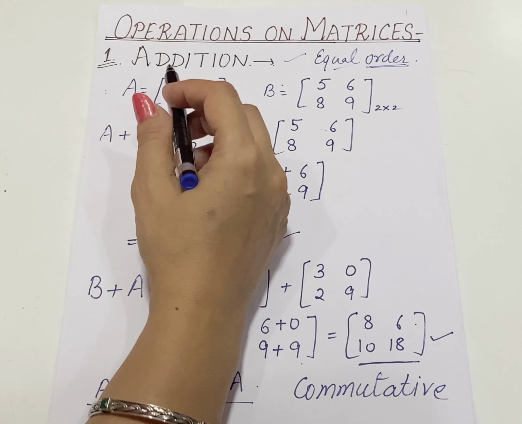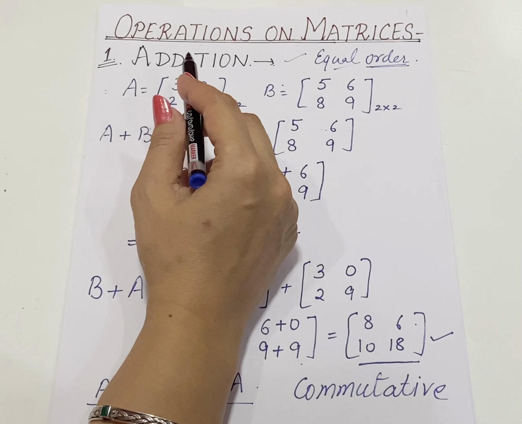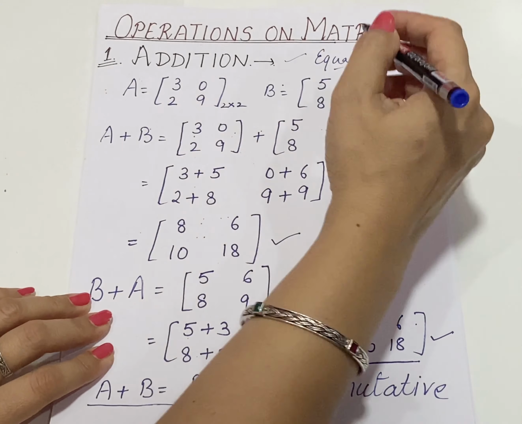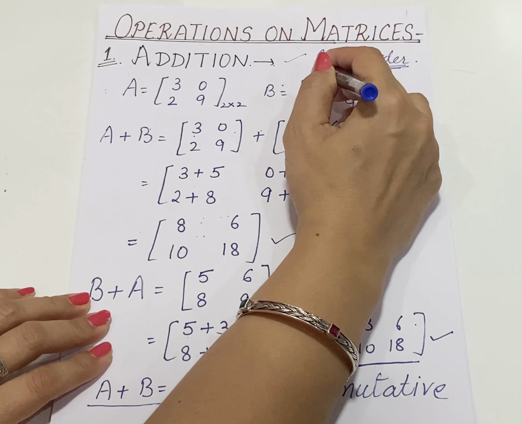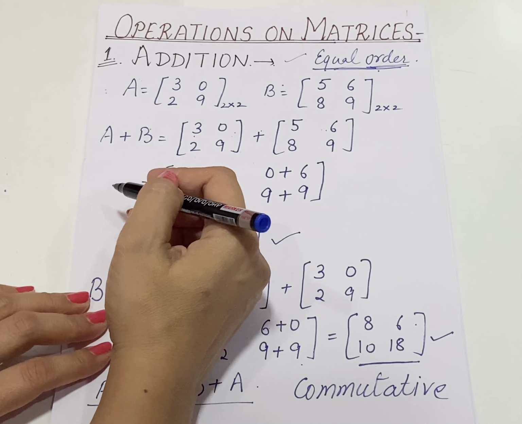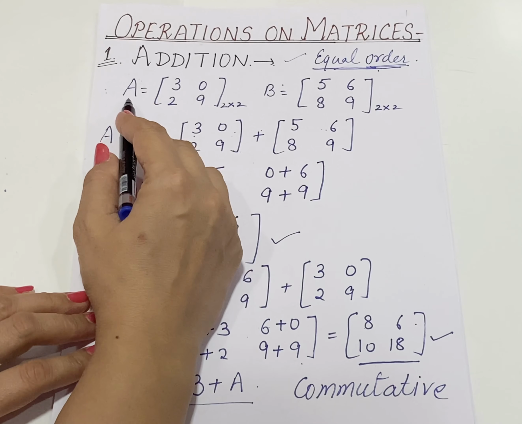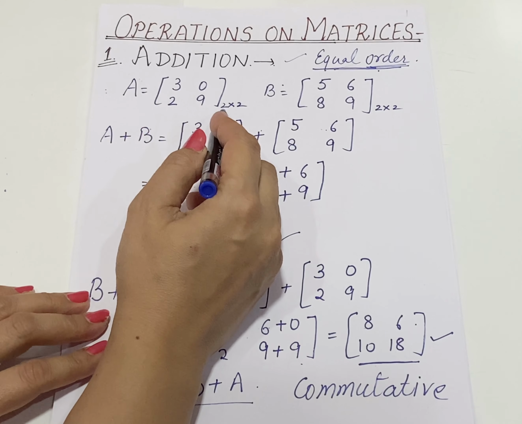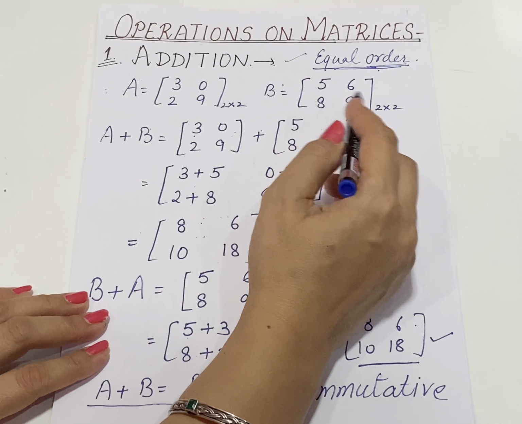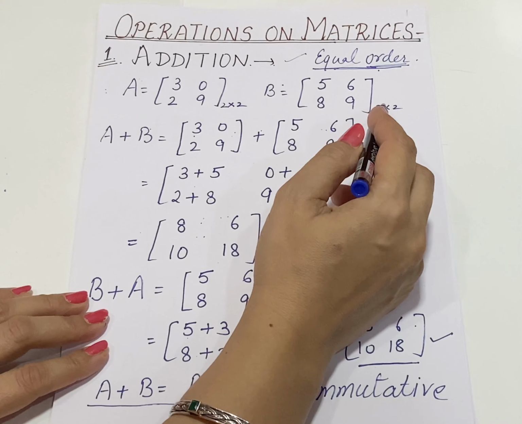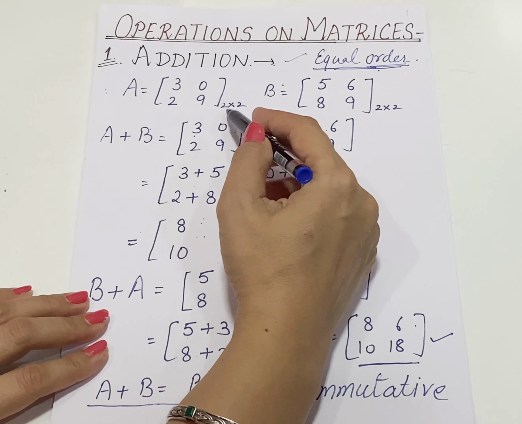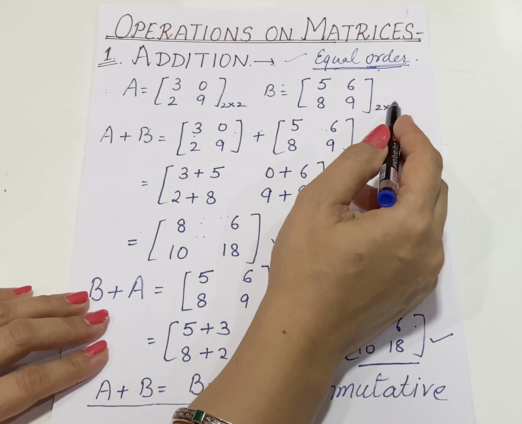The first one is addition. One important thing for addition of matrices is that the matrices to be added should have equal order. Then only the matrices can be added. For example, I have taken matrix A, its order is 2 by 2. Matrix B is there and its order is 2 by 2. Since both the matrices have equal order, these matrices can be added.